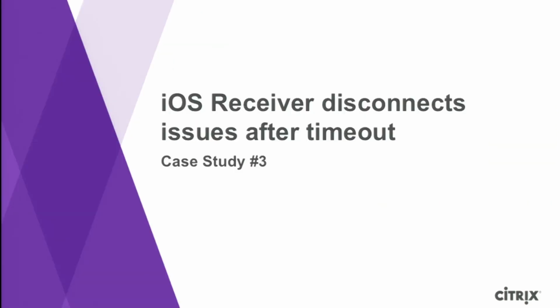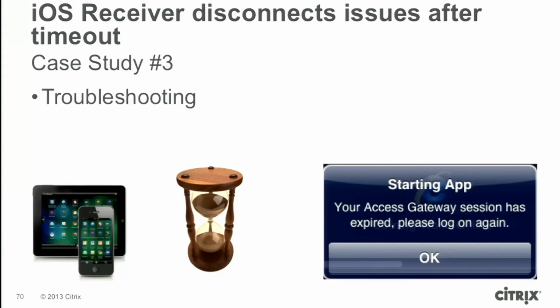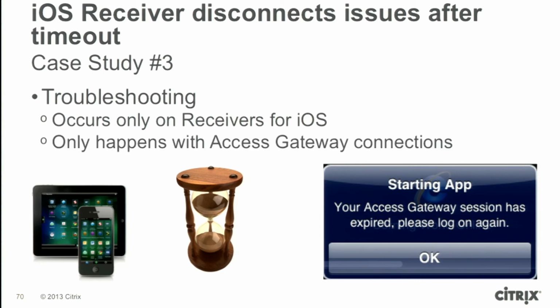Our third case study today is the receiver for iOS disconnect issues. In this case, what we were noticing is the iOS receiver was causing problems reconnecting to a disconnected session that had timed out. And what we observed is if you let the session time out on the iPad and then attempt to click on the application that appeared successfully enumerated, you would see the following session expired message. Now, the problem only occurred for iOS, and Android was really the only comparable scenario in this case. And it only happened with access gateway connections.